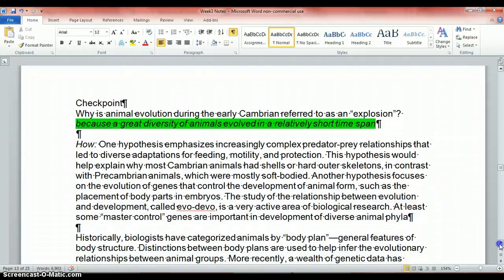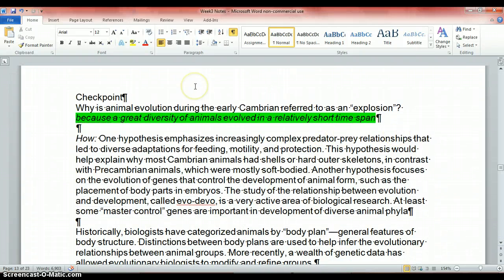Okay. So how did all this happen, right? One hypothesis emphasizes increasingly complex predator-prey relationships. So think of an arms battle. That led to diverse adaptation for feeding, motility, and protection. This hypothesis would help explain why most Cambrian animals had shells or hard outer skeletons, in contrast with pre-Cambrian animals, which were mostly soft bodied. So there's some type of arms race.